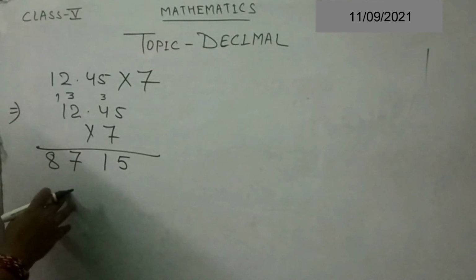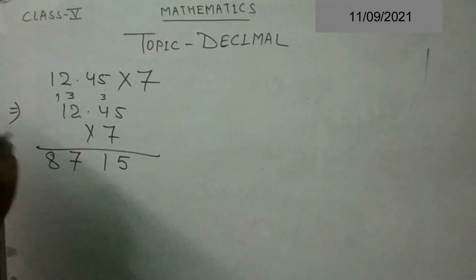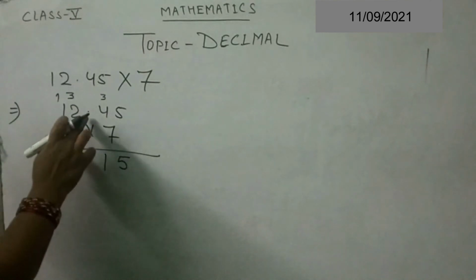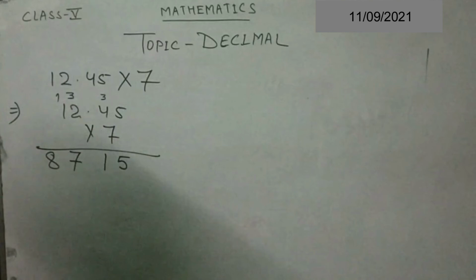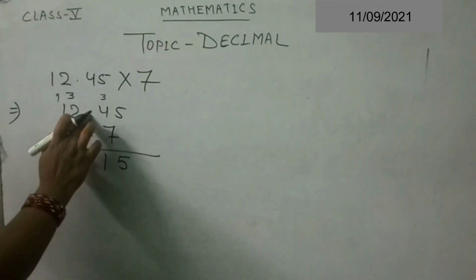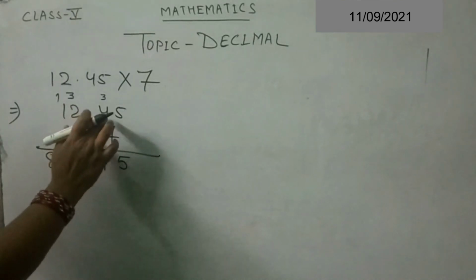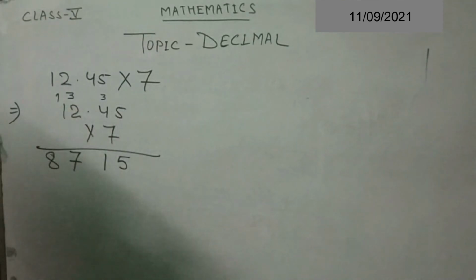Then next step, what we have to do? We have to bring the decimal points back for the answer. That means we have to count the number of digits after the decimals in each factor. Here after the decimal, how many digits are there? We have to count. How many digits here? 1, 2. How many digits here? 2 digits are here.